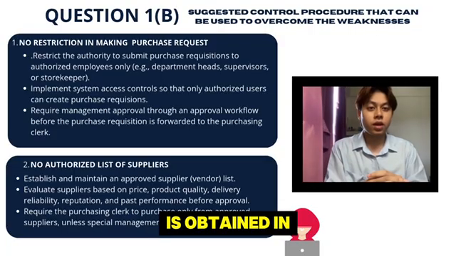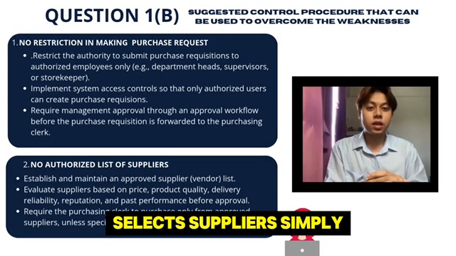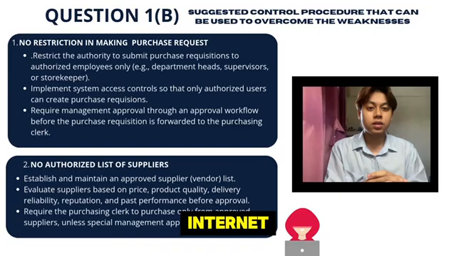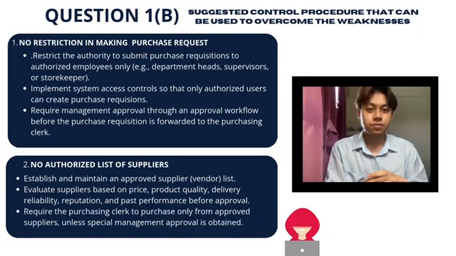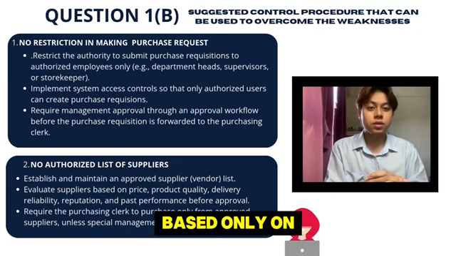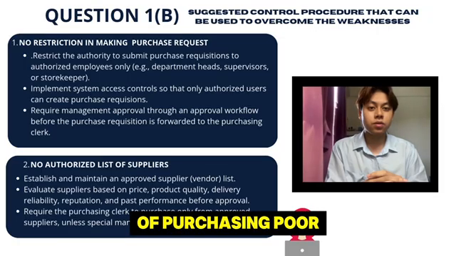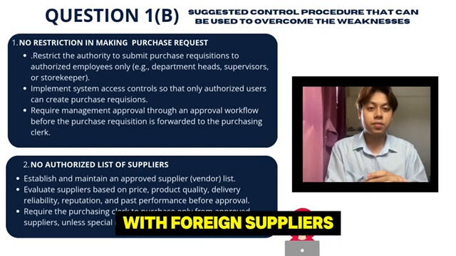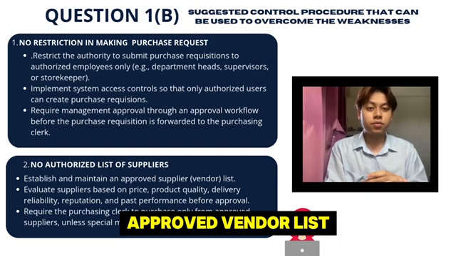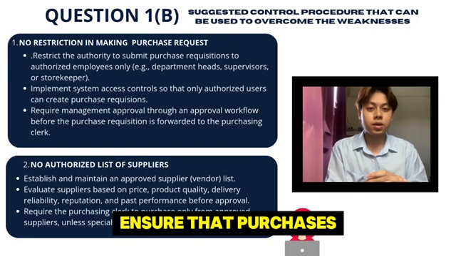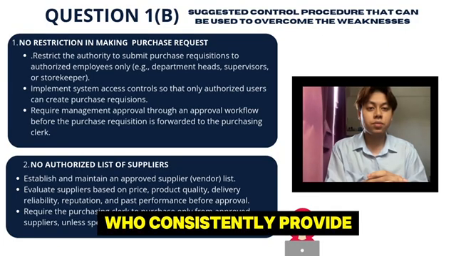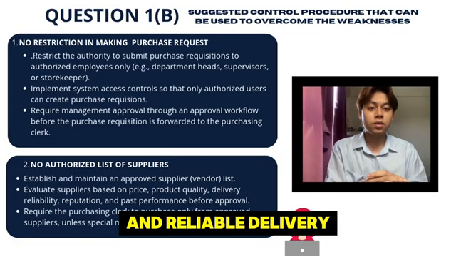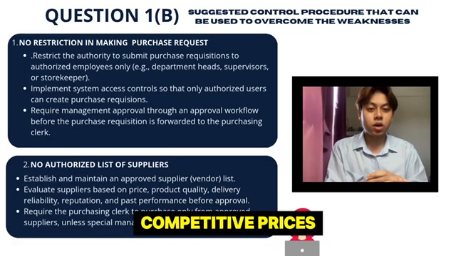In the case, the purchasing clerk selects suppliers simply by conducting an internet search for the lowest price. Choosing suppliers based only on price increases the risk of purchasing poor quality crackers, dealing with unreliable suppliers, or even transacting with fraudulent suppliers. By using an approved vendor list, the company can ensure that purchases are made from trusted suppliers who consistently provide quality products and reliable delivery while still obtaining competitive prices.